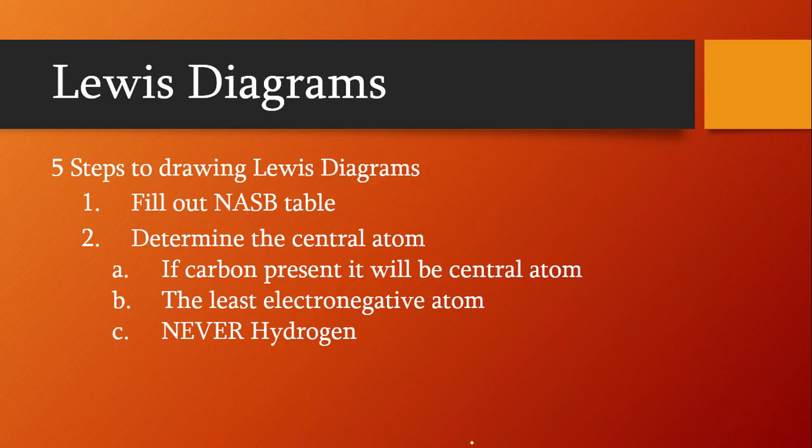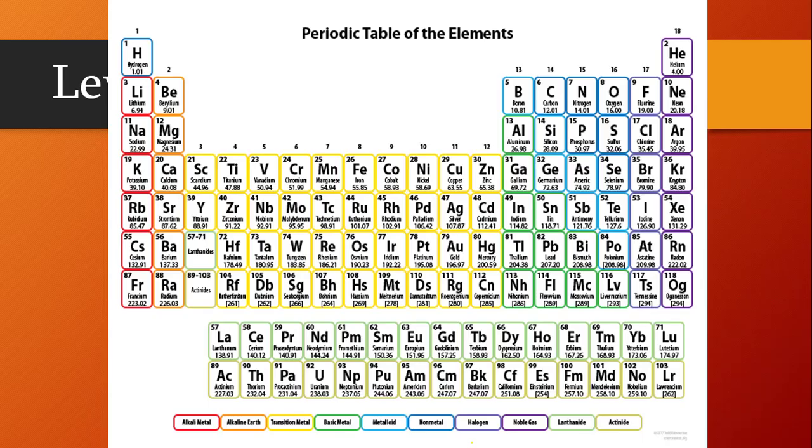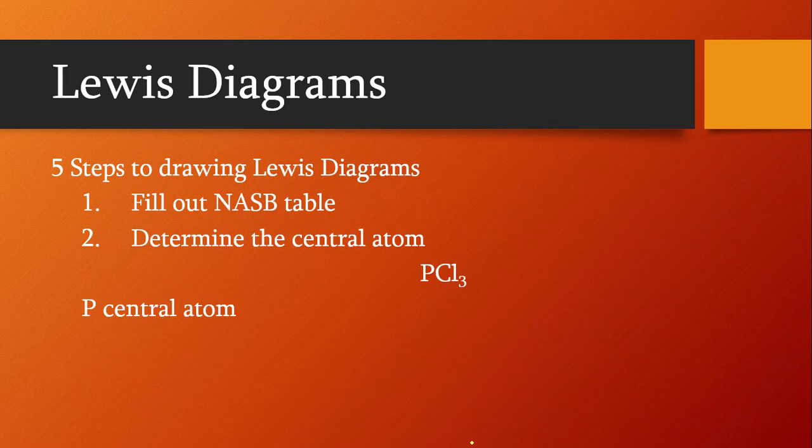Hydrogen is never the central atom. So once again, let's take a look at the phosphorus trichloride. We look at the periodic table. Here's phosphorus, here's chlorine. Phosphorus is obviously to the left of the chlorine, so phosphorus is less electronegative than the chlorine. So in this compound, the phosphorus is the central atom.